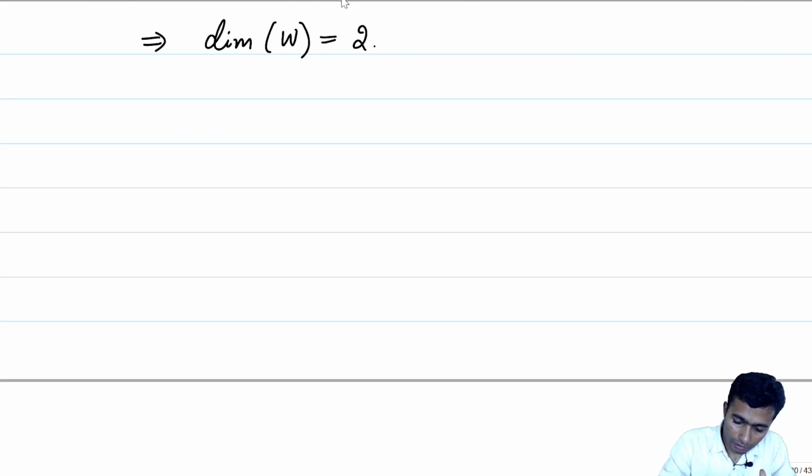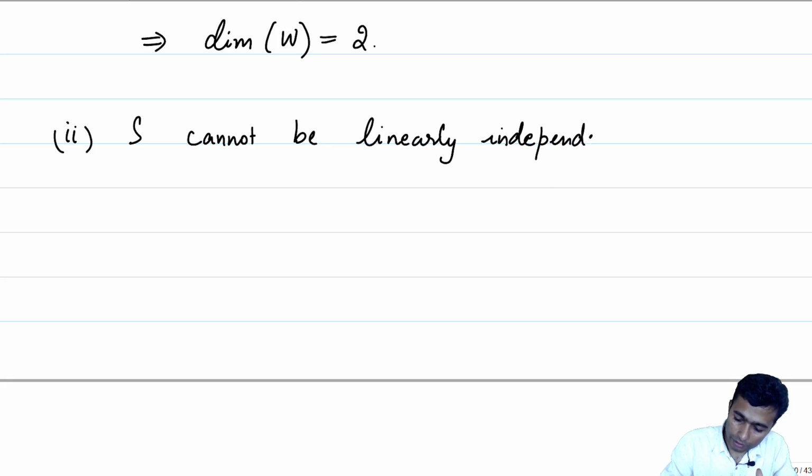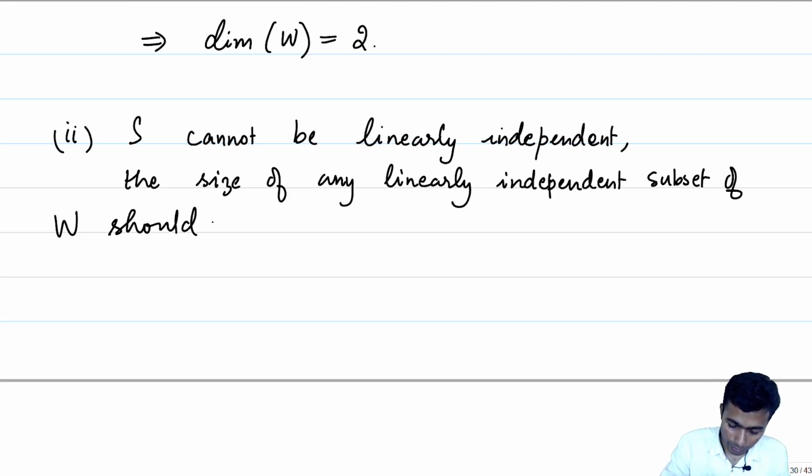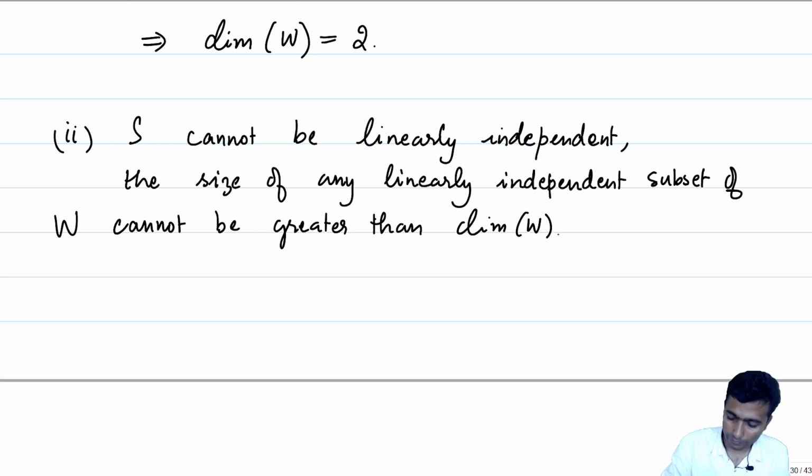By one of the consequences. So let me say this: S cannot be linearly independent, since by one of the consequences of the replacement theorem, the size of any linearly independent subset of W cannot be greater than the dimension of W. And S has 3 elements, which is more than the dimension of W, and therefore S is not a basis.